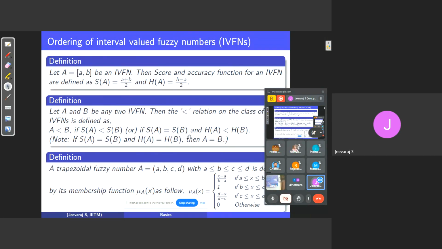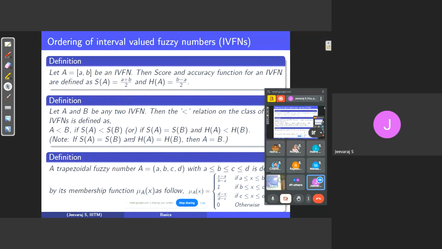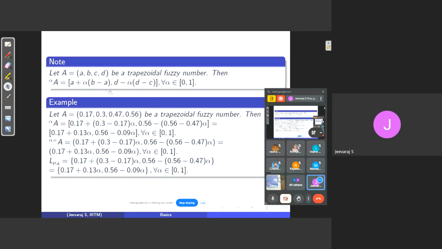So what am I going to do? I'm going to give a specific value of alpha. With respect to that specific value of alpha, A and B, two trapezoidal fuzzy numbers, give a closed interval. Now, the problem is nothing but comparing two closed intervals. How am I going to compare these two closed intervals? By means of this ranking principle, right? So this is the basic idea. So here, for any trapezoidal fuzzy number, this is the formula. How can you calculate it?